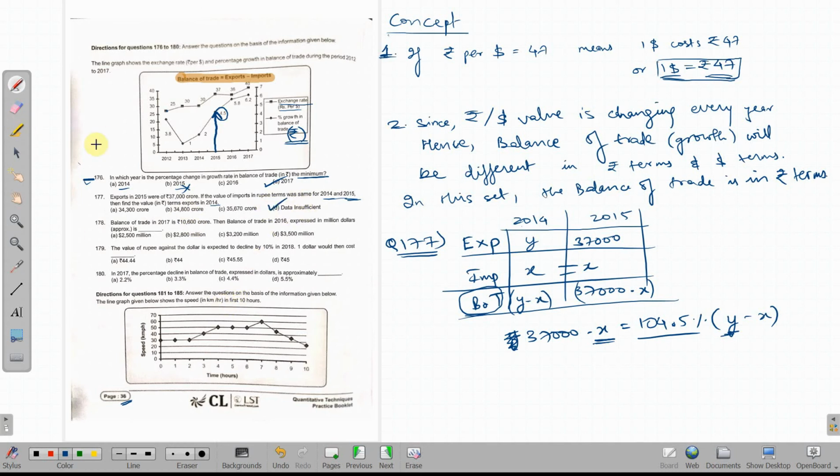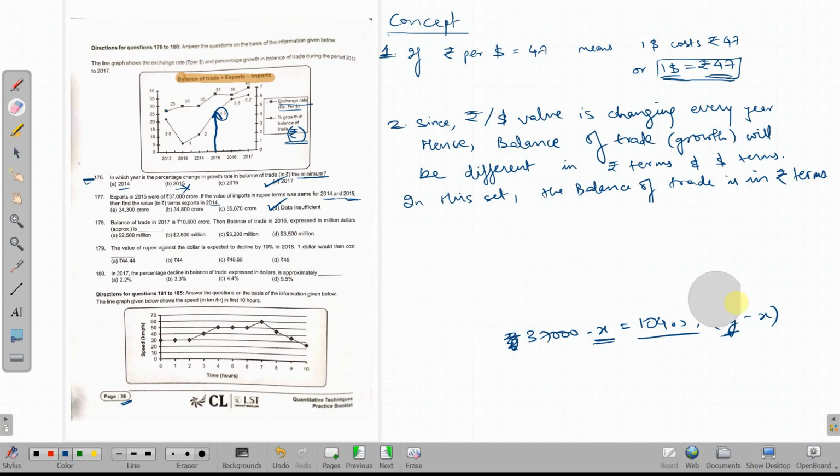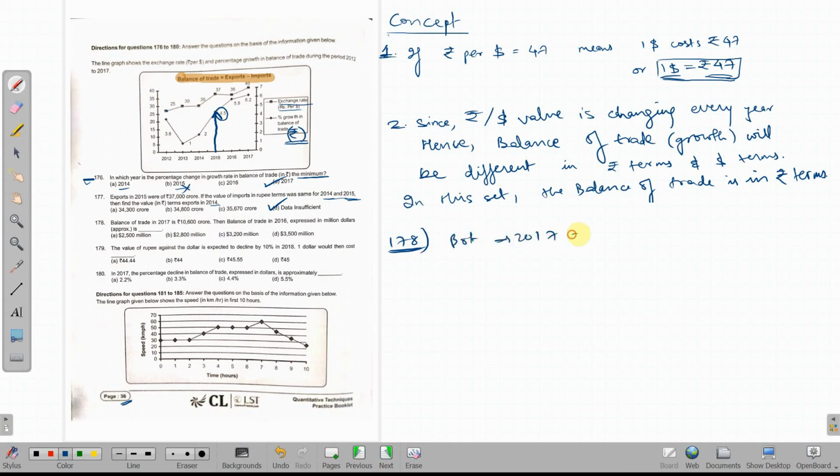Okay. But once you understand this question, I believe the subsequent questions would become easy to understand. 178, maybe slightly calculated, but yeah. Balance of trade in 2017 is 10600. So here you've been given balance of trade in 2017, which is 10600, and you have to find the value for 2016.